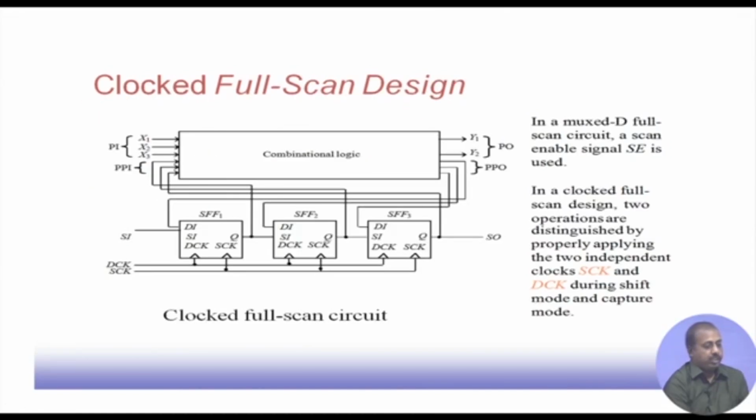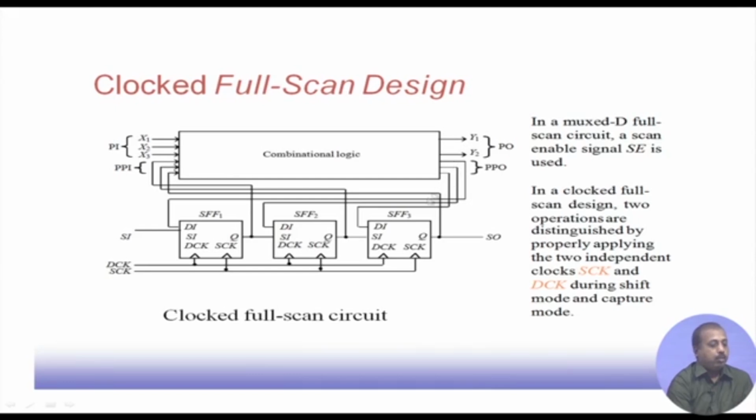So, operation is now very simple. Whenever we want to do the shifting part of the pattern, these SCK pulses will be given and the values will be given onto this SI, so that the values are loaded onto these flip flops, and then we give the DCK clock. So, the combinational logic will evaluate these Q values and these PI values, that is the PPI values and PI values, and accordingly the proper values will come in Y, or this Y1, Y2 and these PPO bits.